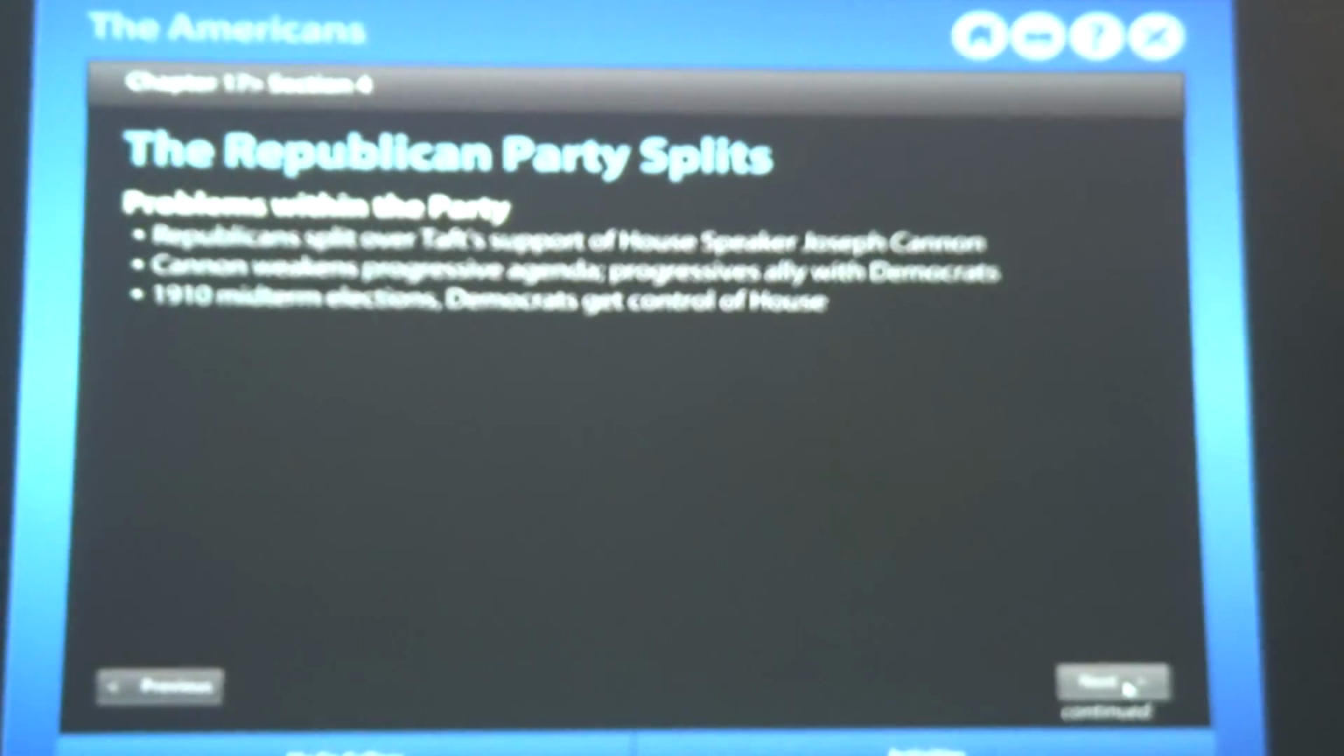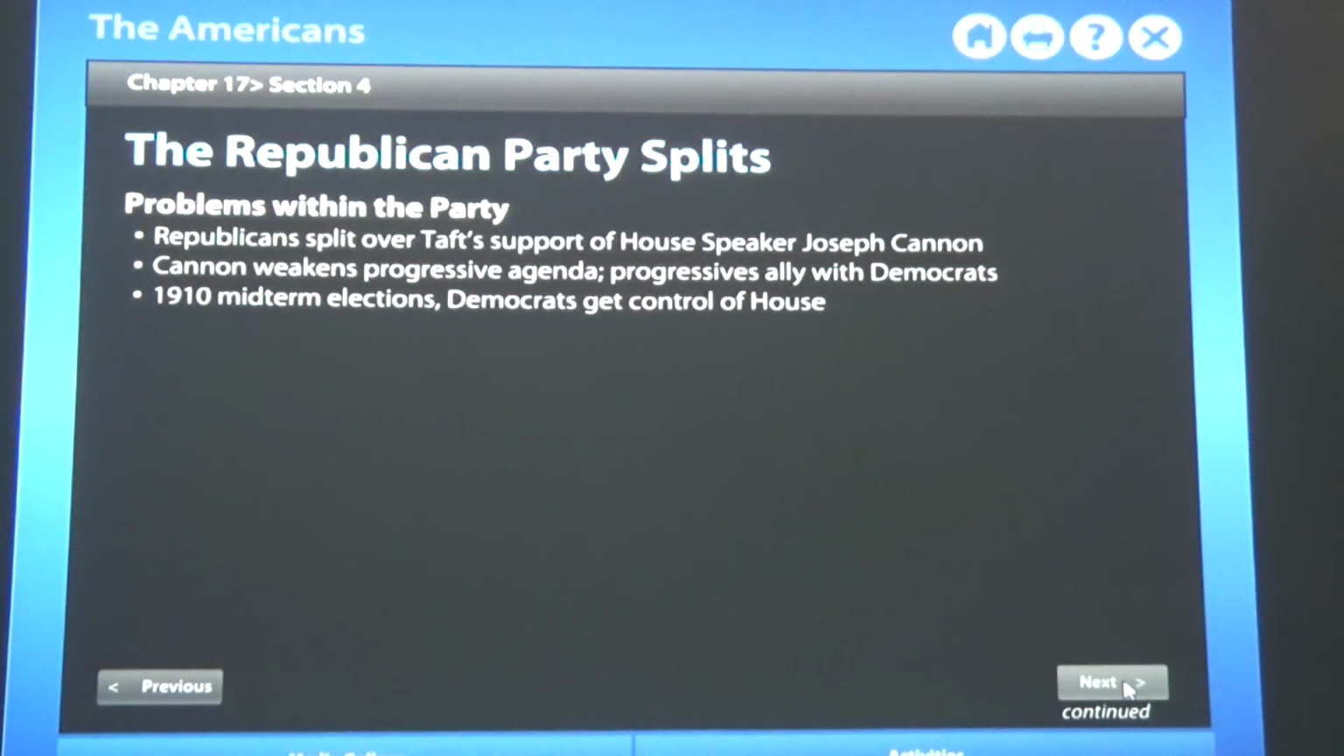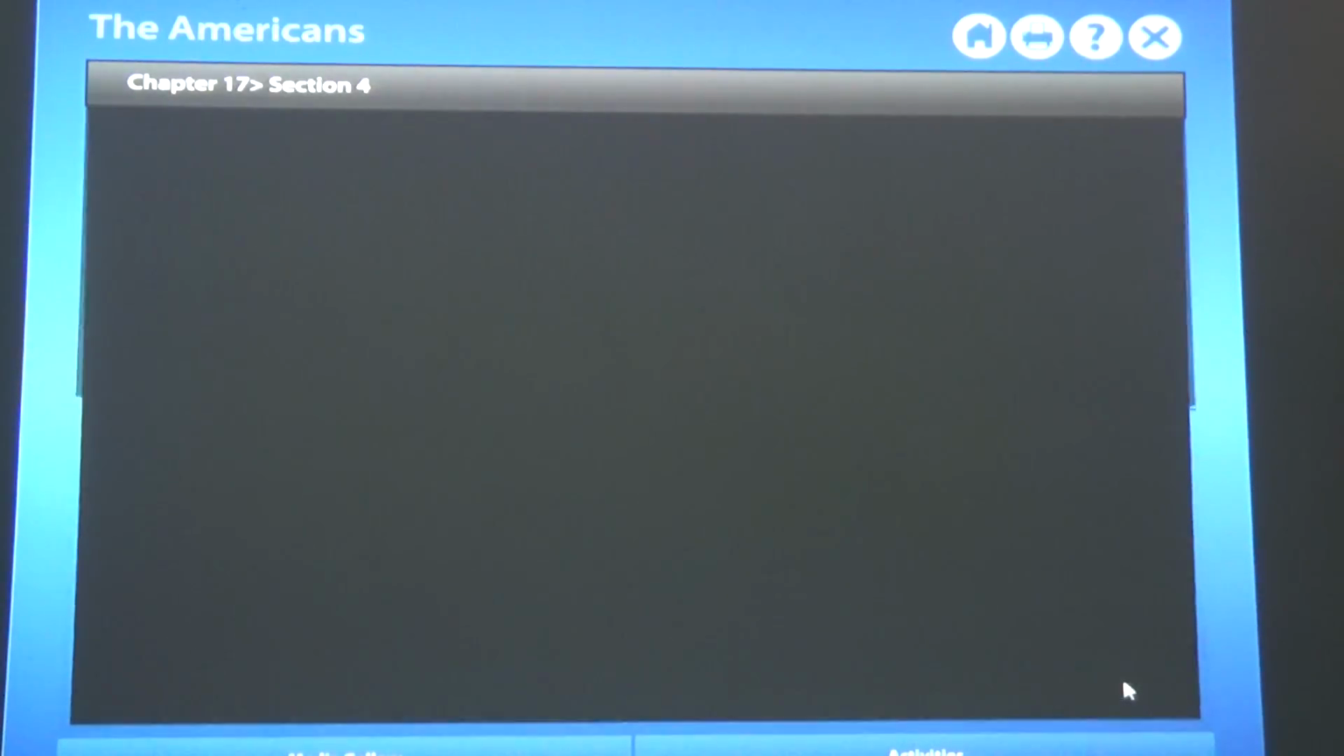Problems within the party. Republicans are split over Taft's support, and so Taft will not win again in 1912. The Democrats, the opposition party, since Taft is a Republican, controlled the Congress by 1910, and that's problematic to get anything passed if you are the opposite party of your president.